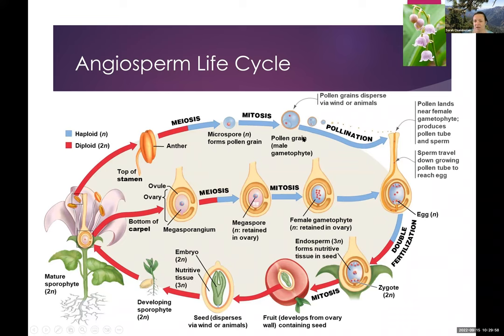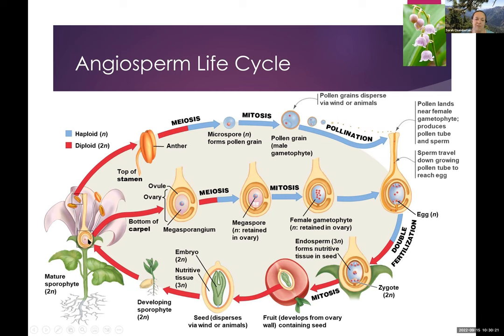Our pollen grain has a couple of nuclei in it. They don't even show you how many, really, because they're not showing you the tube nucleus plus the other nucleus. It's not clear, okay? So we make multiple sperm in here, and that hangs out inside the anther until it's ready to go, okay?